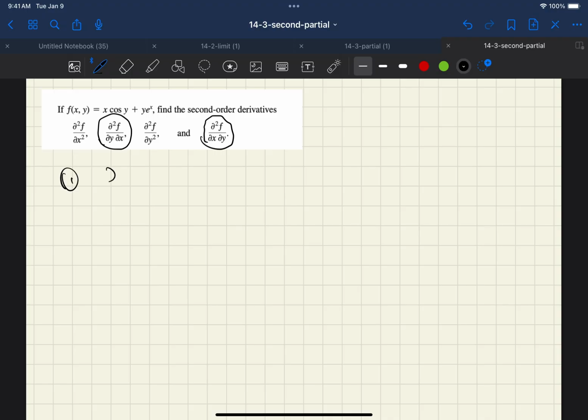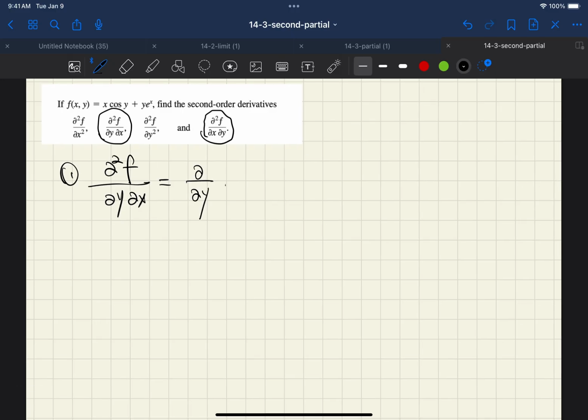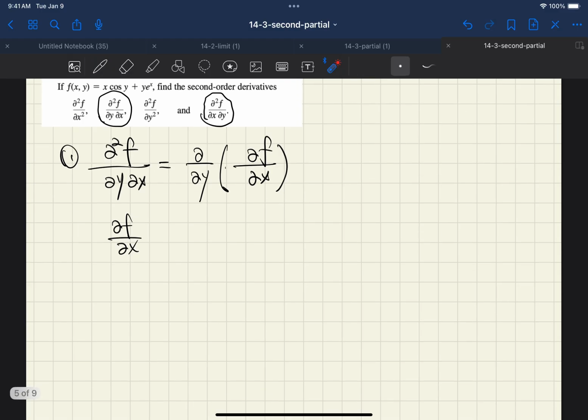So first, I'm going to look at partial square of f, partial y, partial x, which means we can rewrite this as partial y of partial f, partial x. When we write this, it means first take the partial derivative with respect to x, and then we take partial derivative with respect to y. So we split it into two steps. I compute inside the parentheses first.